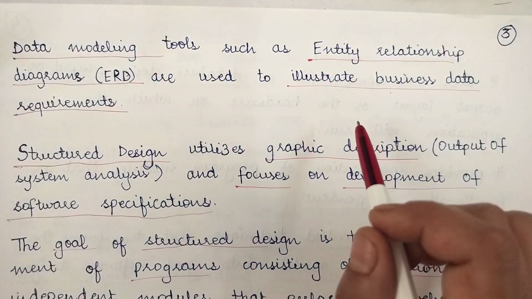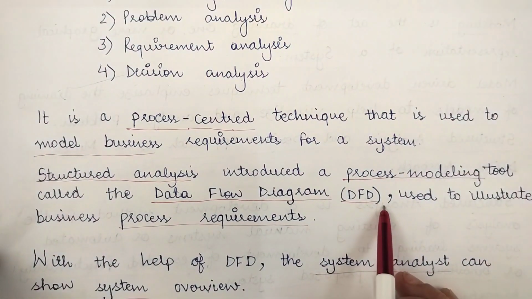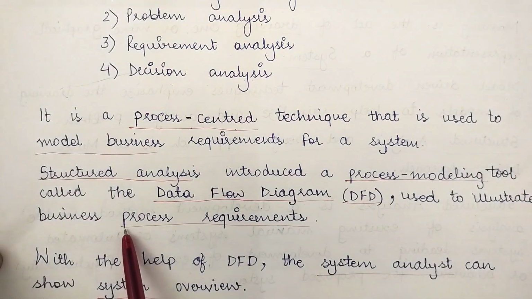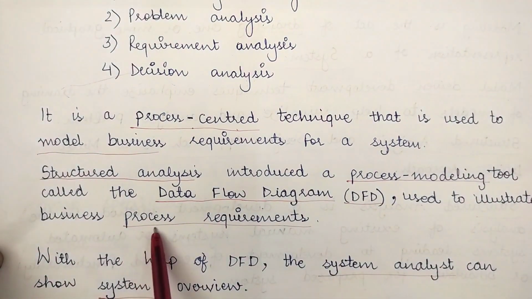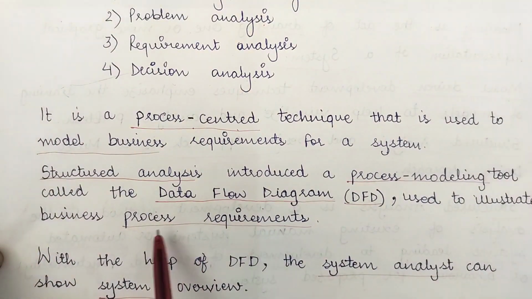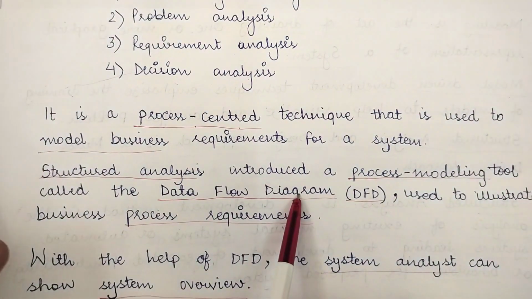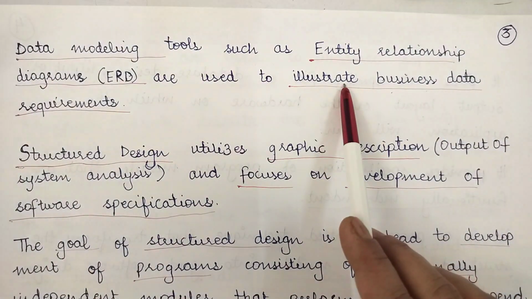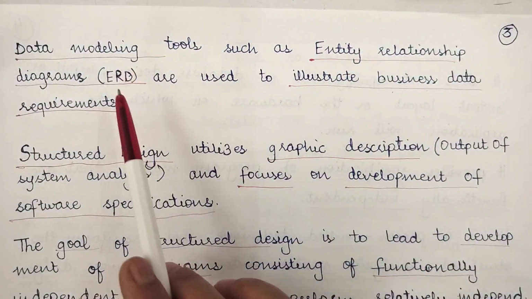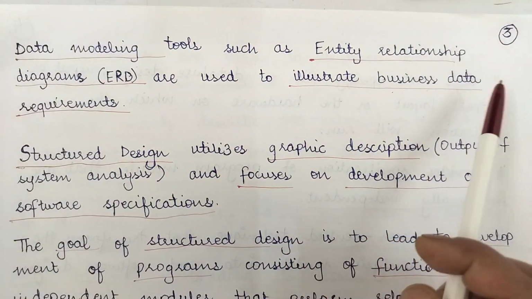So precisely, in a gist, I can say that with the help of DFD, you are able to find out the process requirement of what all processes are there. What is the requirement of processes throughout the data, and that means what is the flow of input through the data? That is depicted using the data flow diagram. And what all data would be required by the system is depicted using the entity relationship diagram. That is, it is illustrating the business data requirements.